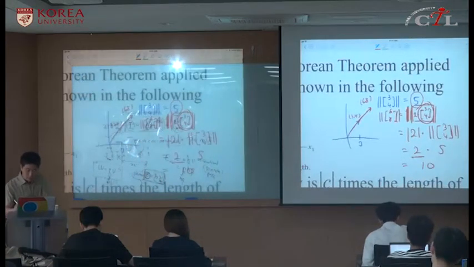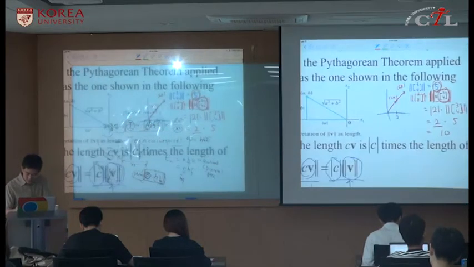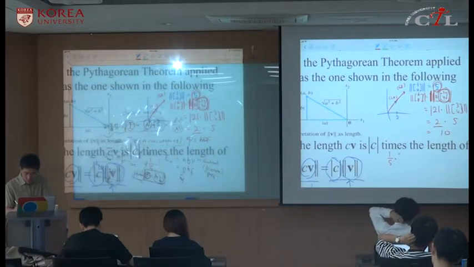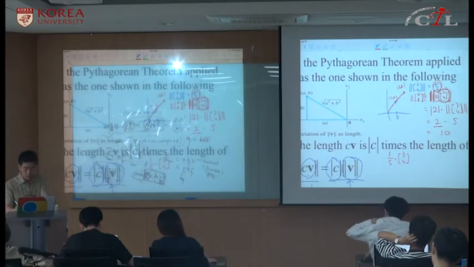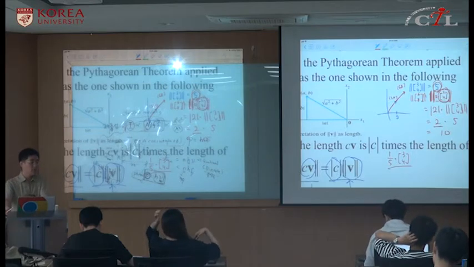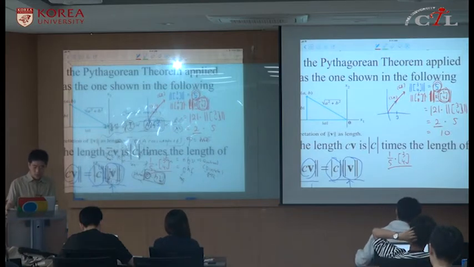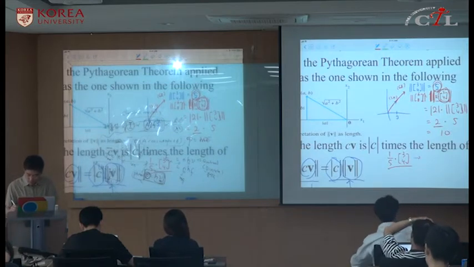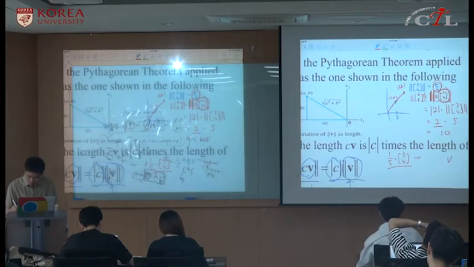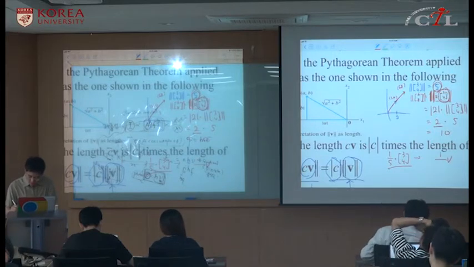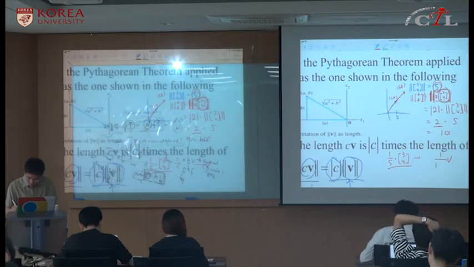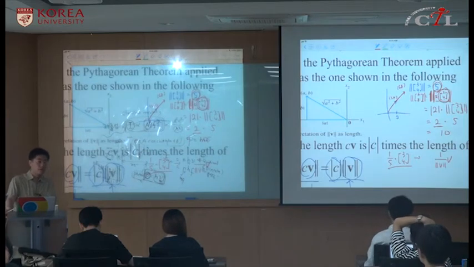Since the vector length is 5, we consider 1 over 5 times 3, 4. In this case, the vector length will be changed into 1, and the direction will not change at all. This can be written as V times 1 over the norm of V.